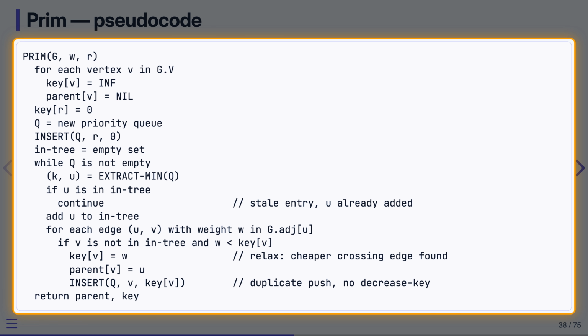Let's read Prim in pseudocode. We start by setting every key to infinity and every parent to nil. Then we set key at the root to 0 and push the root into the priority queue. The main loop pulls the smallest key. If that vertex is already in the tree, we skip it because it is an old leftover entry. Otherwise, we add it to the tree. Then we look at every edge leaving the new vertex. If the neighbor is not in the tree and this edge weight W is less than the neighbor's key, we relax it. We lower key at V to W, set parent at V, and push V again.